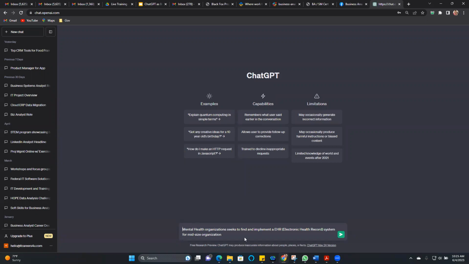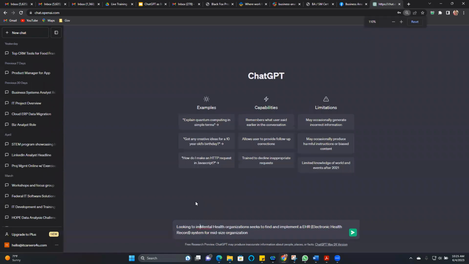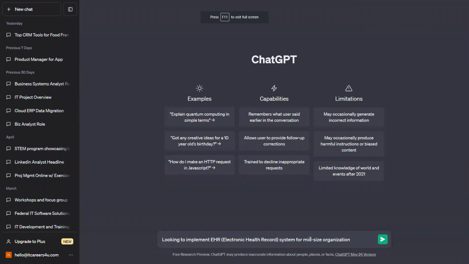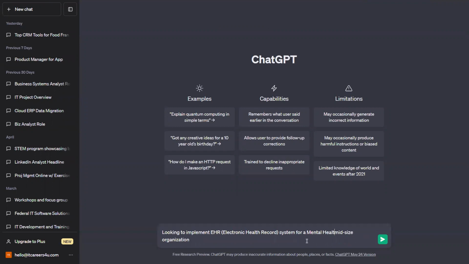So I would say, looking to implement mental health. Let's see if I can make this bigger for you. Okay, cool. Looking to implement mental health. Okay, hold on. I'm going to reword this. Looking to implement electronic health record system for a health organization of midsize.